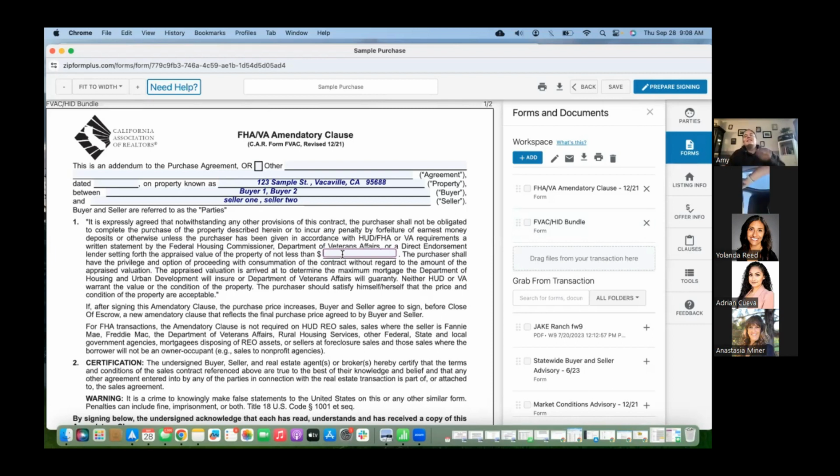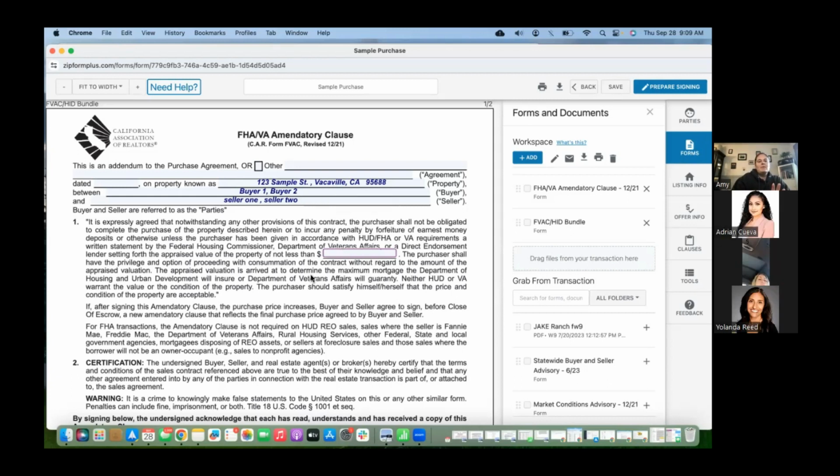The reason I say the addendum is that you most of the time can get away with not submitting that addendum to the lender, and then they won't cry and scream and pitch a fit. Okay, because lenders, they cry a lot. So that's the FHA VA amendatory clause.